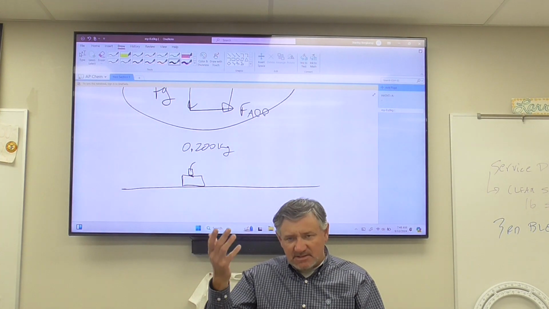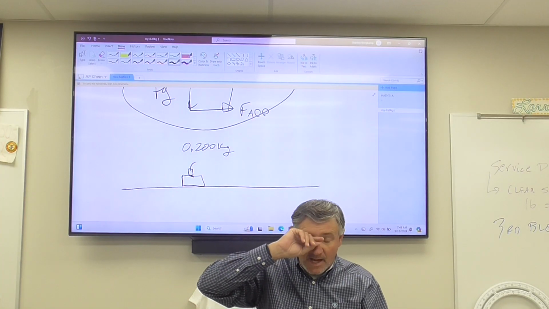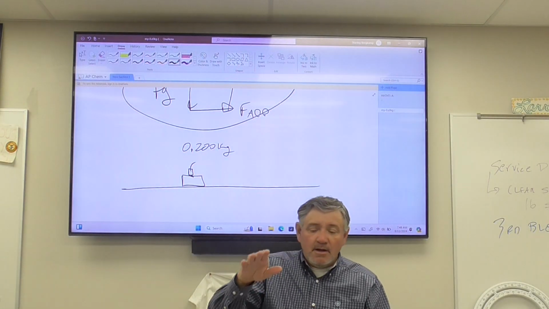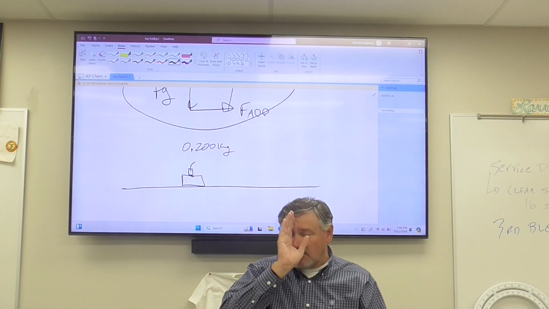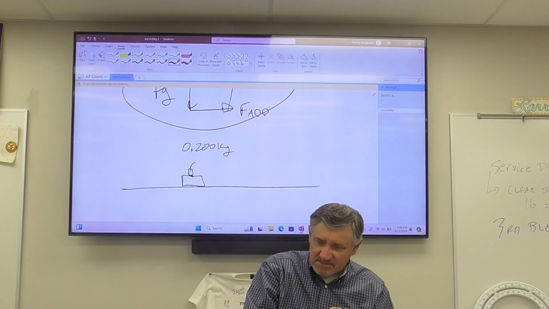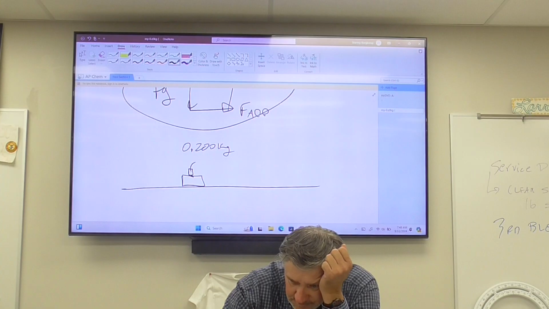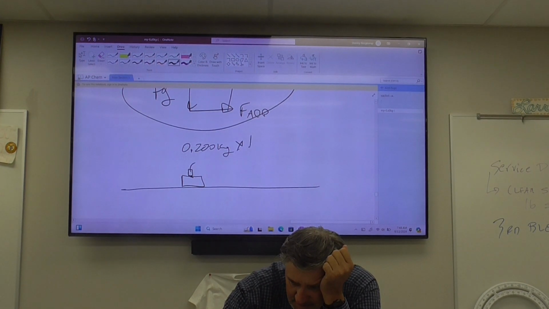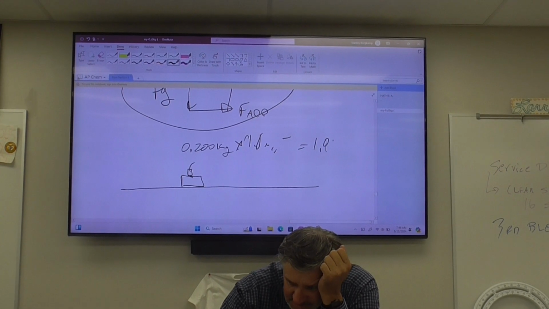The other option is that if you know the mass, and this is going to be important when you do the force table lab and the second lab that you're going to do today, you've got to be able to say, oh, great, gravitational force is always mass times the gravitational acceleration. So you can take 0.2 times 9.8 meters per second squared, and you're going to get 1.96 newtons.